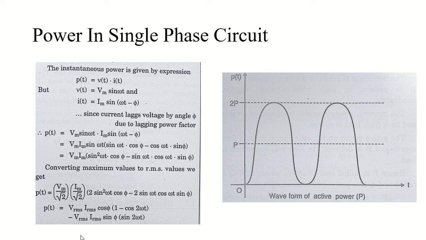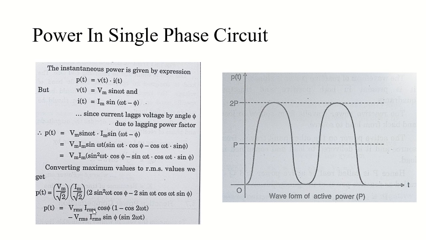Now if you notice something interesting that we have done, the whole part before this minus, we have considered only the cosine part. You can see here we have only cos, Vrms into Irms, cos phi into 1 minus cos 2 omega t, and then after that we have only the sine part, Vrms, Irms, sine phi, then sine 2 omega t, right?